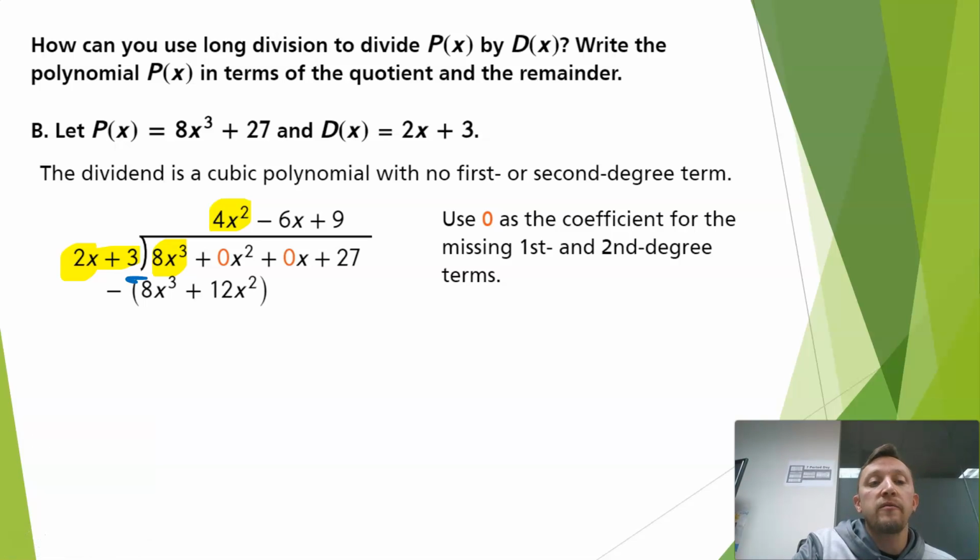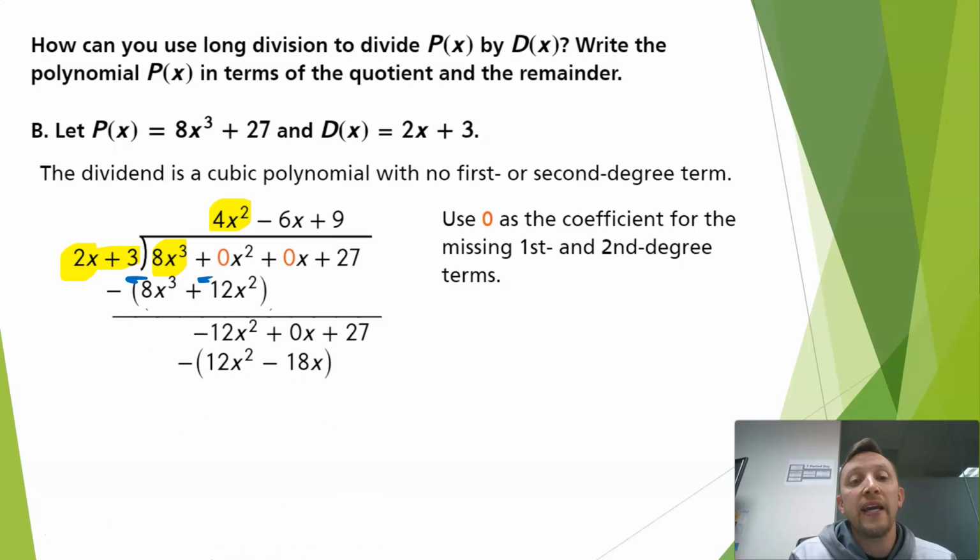So we subtract, that's going to be minus x squared minus 12x squared. So we subtract those, we get negative 12x squared, and then we bring down the 27. So now I'm going to look to see, well, what would I multiply? Because I'm going to ignore that. What would I multiply 2x by?